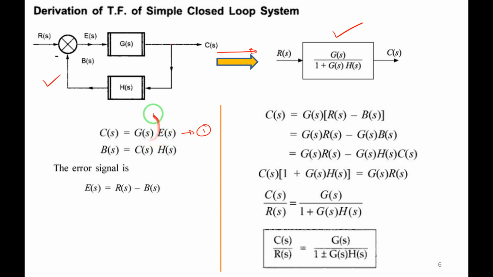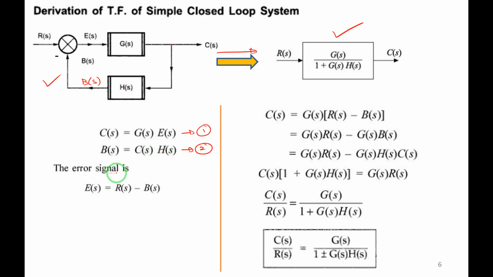Then next, the feedback signal B of S. How will we get this feedback signal? The signal that is coming into the H of S block is C of S. So B of S is nothing but C of S into H of S. We have written here B of S is equal to C of S into H of S. Call this equation 2.